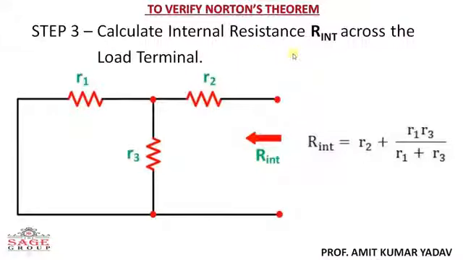For calculating the internal resistance, what do we have to do? You first remove the load terminal and neglect the sources connected in the circuit. As you know, in our circuit we have a single voltage source which we have already short circuited. So this is your equivalent circuit. Now calculate the internal resistance across this terminal, and I have calculated this internal resistance here by using this method.